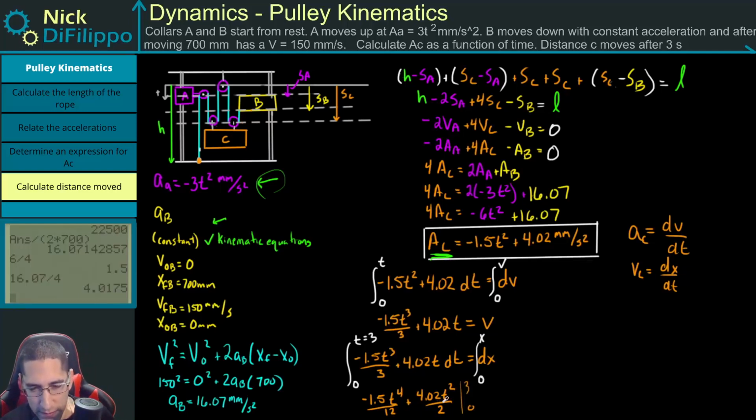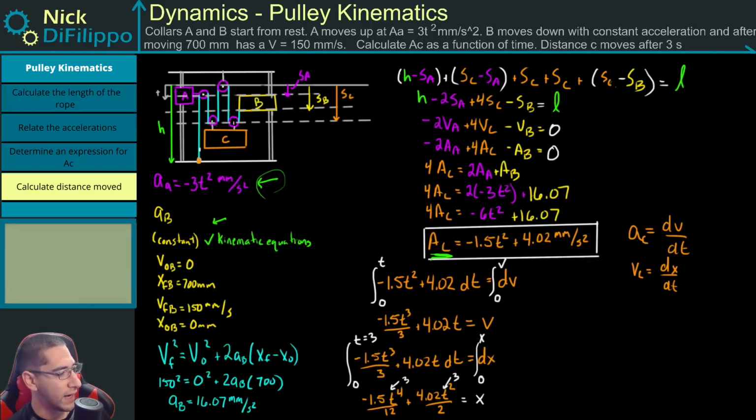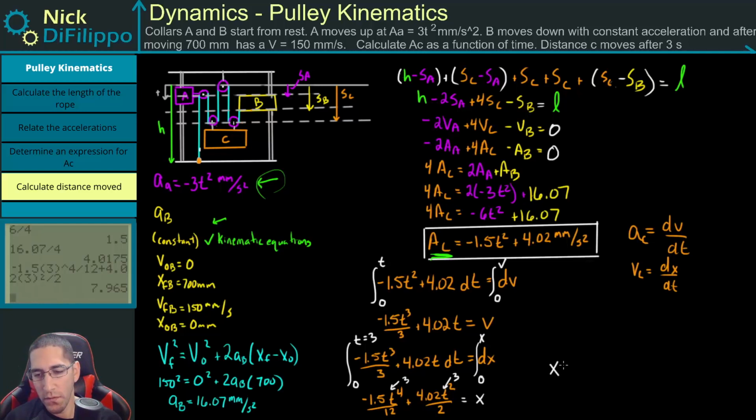So again, all these terms have t's, so this is going to be the only term, is equal to x. So now I can plug in a 3 for t. And when I do that, I get minus 1.5 times 3 to the 4th divided by 12 plus 4.02 times 3 squared divided by 2. And I get x, the distance I've moved, is equal to 7.97 millimeters. So this was an interesting problem.